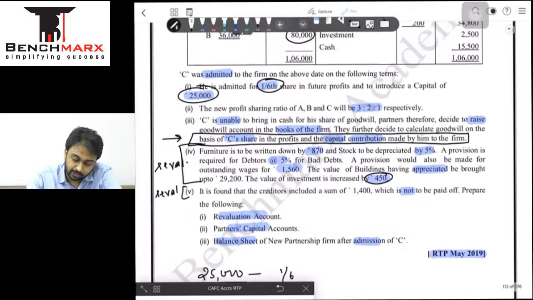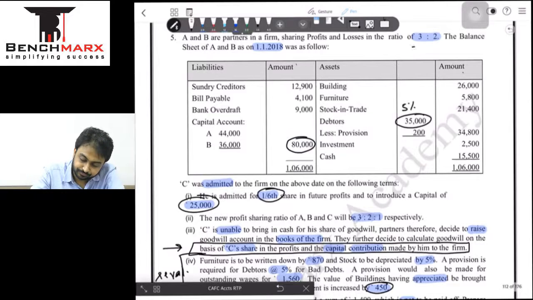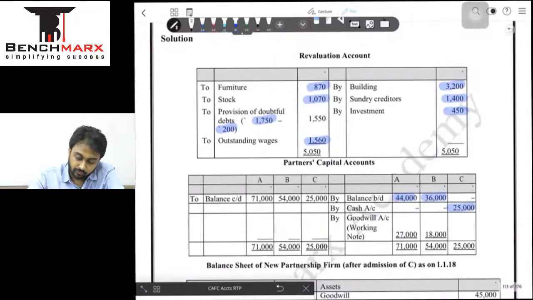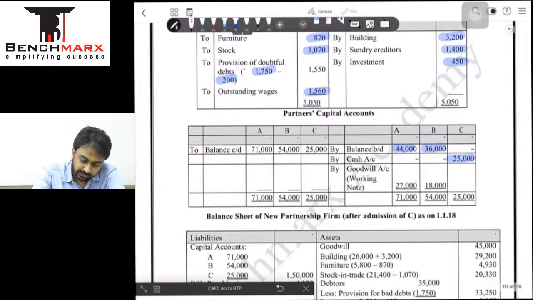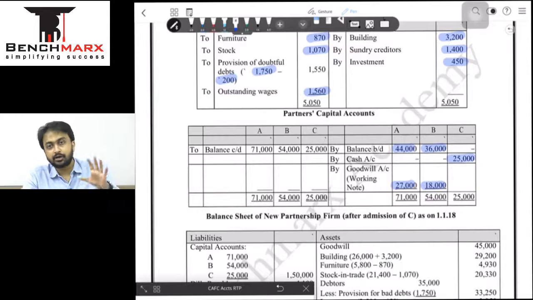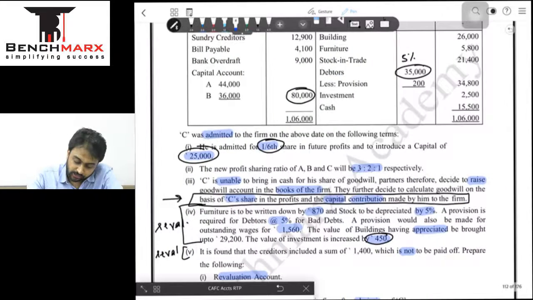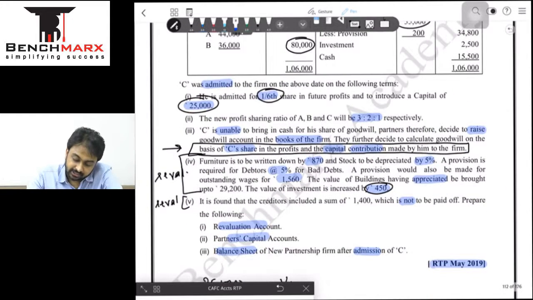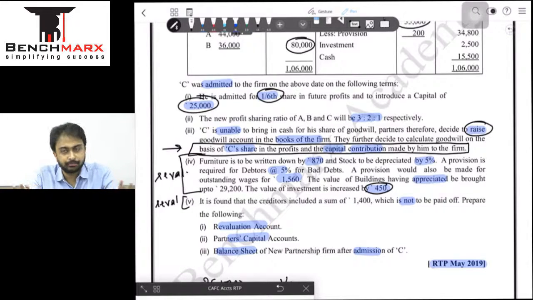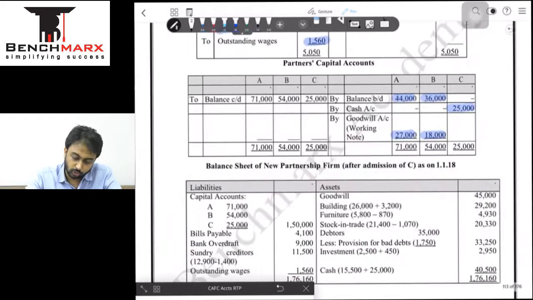So old PSR appears to be 3:2, ये वाला. So buy goodwill आएगा in the partners capital account, ये रहा buy goodwill partners capital account in the ratio of 3:2. That is the old ratio. We are not writing off because the question is silent. It is saying they decide to only raise the goodwill. Therefore the only entry that will be passed is goodwill account debit to old partners in the old PSR. तो ये अपना goodwill भी हो गया.